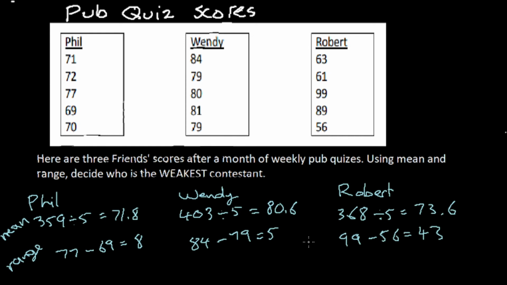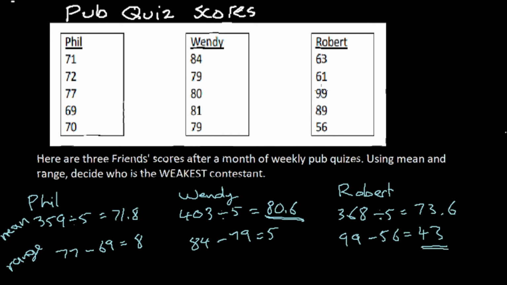So what's going on with this range then? I think it's clear to say that Wendy's probably one of the strongest players here because her mean is just much higher than the other 2. But with the range, Robert's range is the highest. So the question is, is this a good thing or a bad thing?